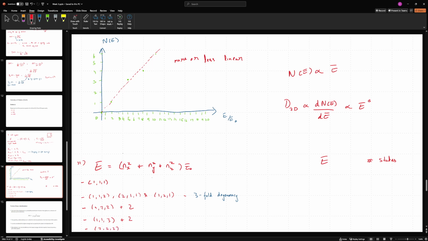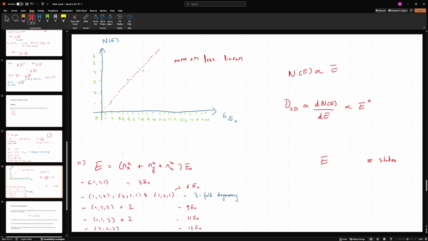So what are the energy values? Over here it is 3 E naught. Over here it is 6 E naught. Over here this is 9 E naught. And over here this is 11 E naught. And 2, 2, 2 is 12 E naught.